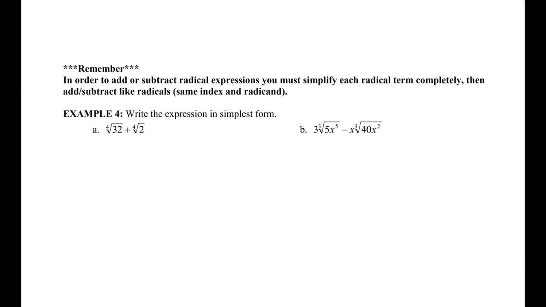Remember, in order to add or subtract rational expressions, you must simplify each radical term completely. Then add or subtract like radicals, so the same index and the same radicand. So I'm taking the same root and I should have the same number underneath the root. So currently I cannot simplify 4a because the numbers underneath the root are not the same. So I'm going to see if I can simplify the fourth root of 32. So I'm going to use any two numbers that multiply together to get me 32. And I'm going to start my factor trees.